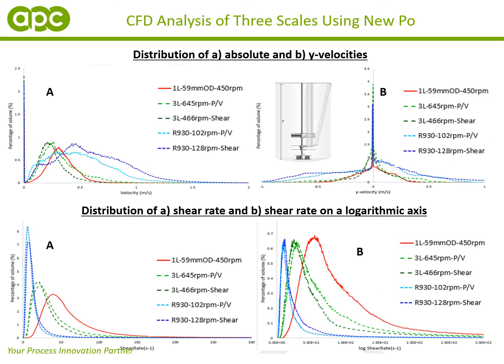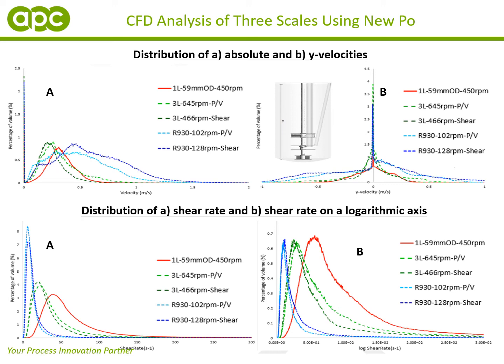In order to evaluate the suitability of the standard engineering equations as a scale-up technique, we looked at the engineering calculations to maintain a constant P/V or a constant shear, and we simulated them in CFD. These were simulated across 5 agitation rates at 3 different scales. What's shown here is the distribution of the absolute and Y velocities at the top, and at the bottom is the distribution of the shear rate, on a logarithmic axis. What becomes apparent is that the velocities on the plant scale reactor are significantly greater than in the lab scale equivalent.